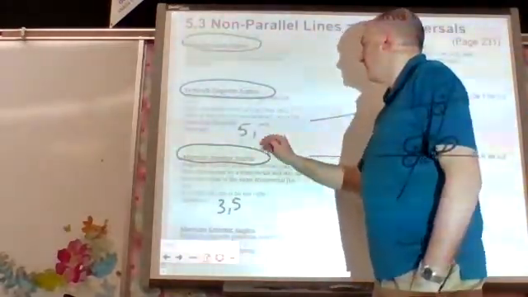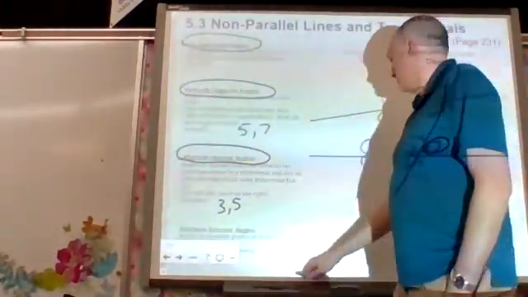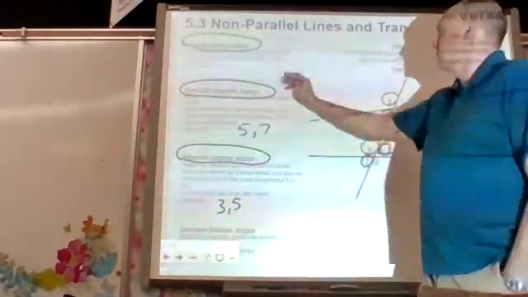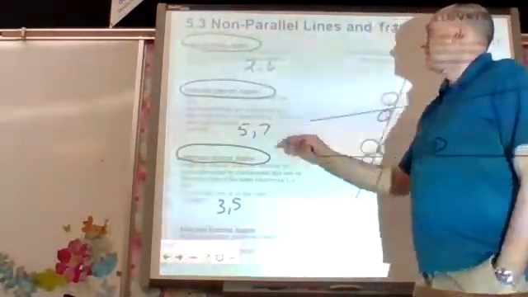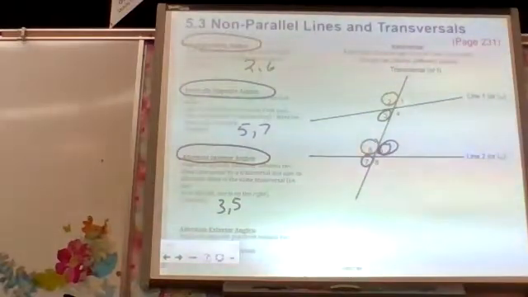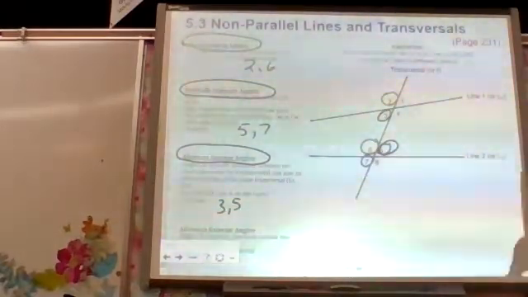Actually, let's go back and write this in. 5 and 7 here. And green for the first one, so 2 and 6 are examples. There's more examples for all of these. I'm just doing one example of each.